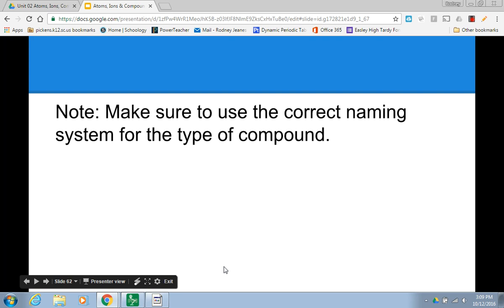Again, this is very important, make sure you're using the correct naming system for the type of compound. The Greek prefixes only work for molecular compounds. When you're using ionic compounds where you have a metal bonded to a nonmetal, make sure you're using the correct system for ionic compounds as well.